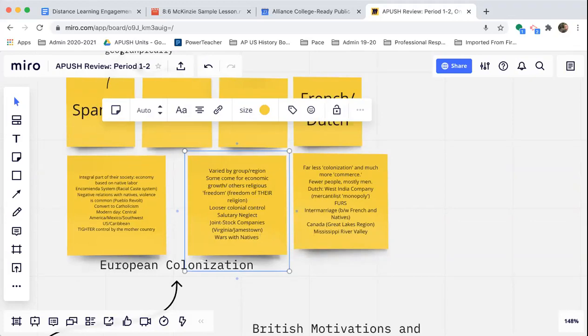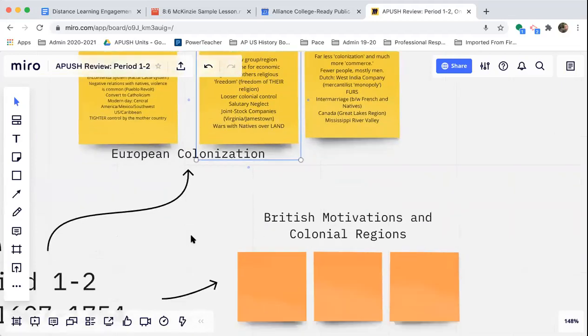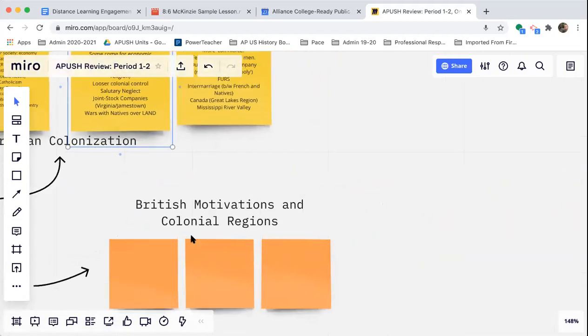Yeah, so the war, it's on your test tomorrow too. Check us out, he's getting you guys all the answers. The wars with the natives are over land. Okay? So the Indians try to create some confederacies, some groups to resist white expansion. Nicely done. Let us zoom on down to the motivations and colonial regions.